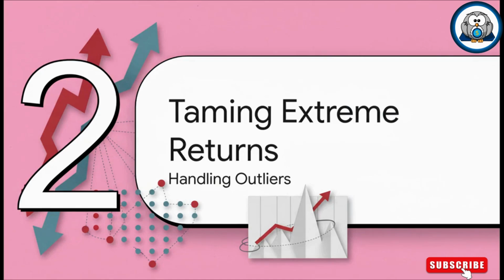Okay, Section 2, Taming Extreme Returns. So we know outliers are a problem. The big question now is, what do we actually do about them? Let's take a look at how we can handle these wild numbers in a more systematic way.